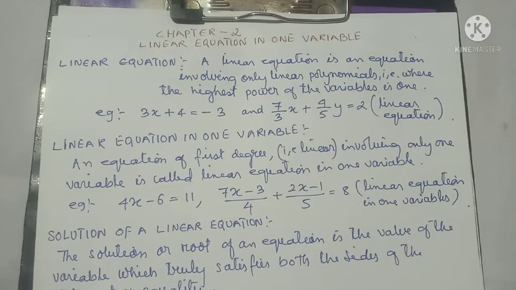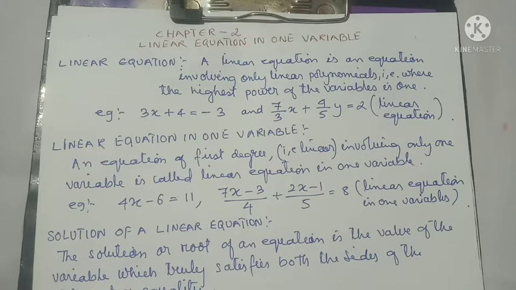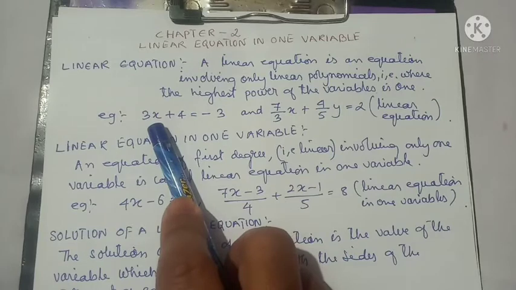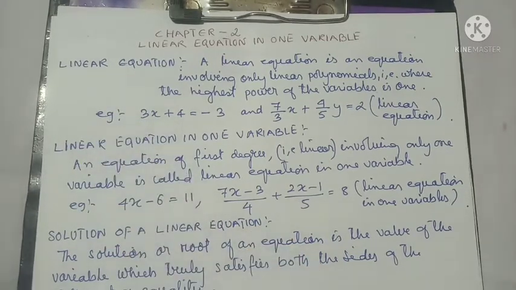First we have to understand the word equation. An equation is a statement of equality involving one or more unknown variables. It means that an equation is a statement of equality. This is an equation, because we have the equality sign and we have the variable, but here there is only one variable. Okay, so the equation is a statement of equality involving one or more unknown variables. We call it an equation.